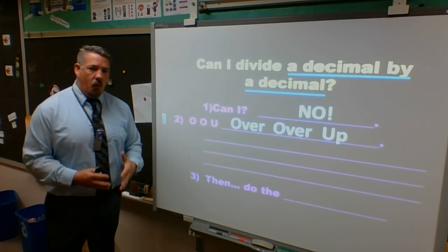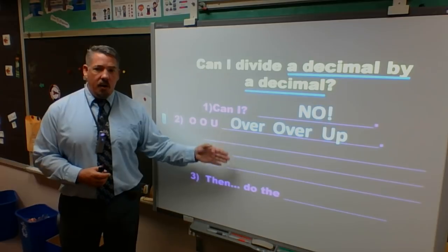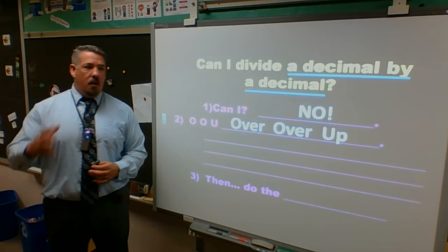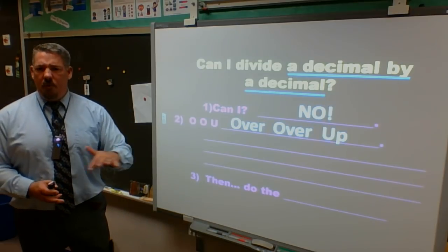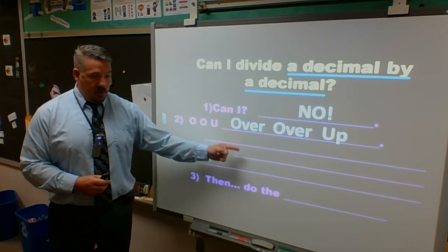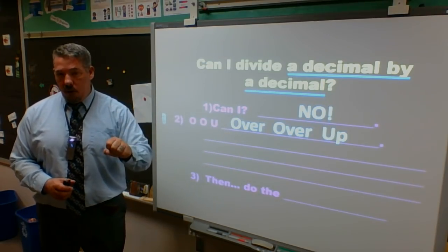Well, specifically, what does that mean? And when we got to a couple of problems in chapter 6, I had some of you that couldn't tell me what OOU meant. You knew it was over, over, up, but you didn't know exactly what that meant. So we're going to take notes here so we know exactly what those mean.